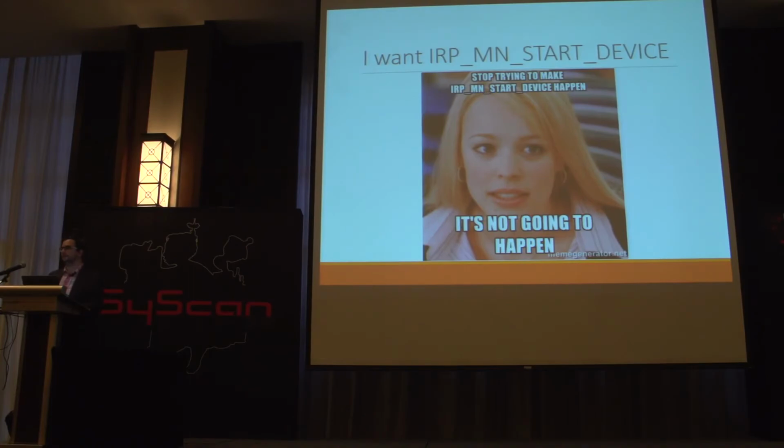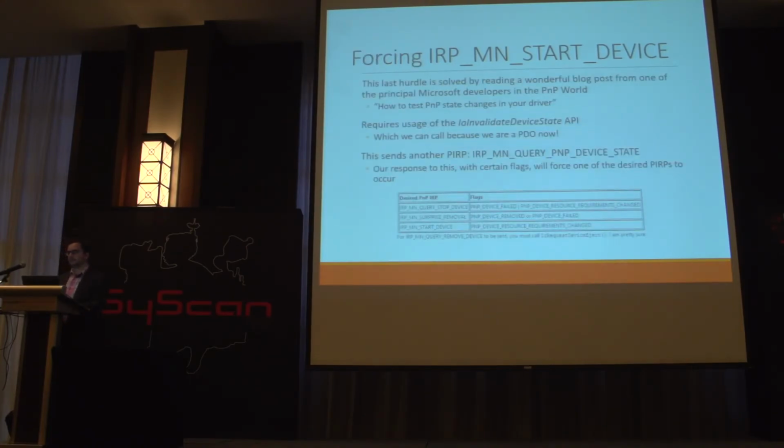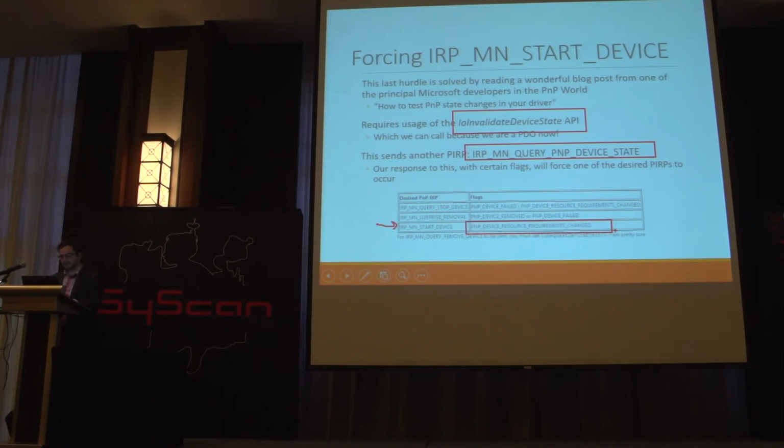So I was almost giving up. Then I found a blog post by one of the key plug-and-play people at Microsoft that basically explained how to test plug-and-play changes. What if you're writing a driver and you want to get a start device? Or what if you're writing a driver and you want to get a stop device? I'm like, hey, that's exactly what I need. And it turns out there actually was a way. You had to call IoInvalidateDeviceState. This gives you a special IRP called IRP_MN_QUERY_PNP_DEVICE_STATE. And then you follow the blog post, and it tells you, if you want this, you need to specify this. I'm like, woo.